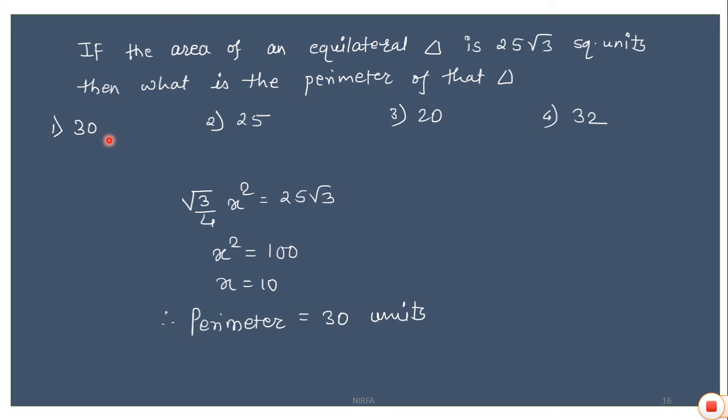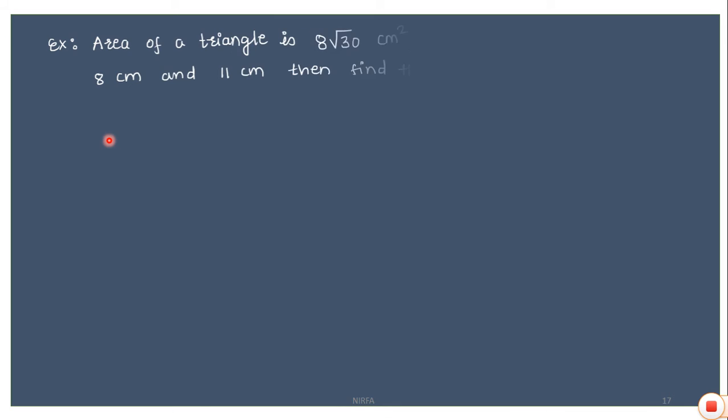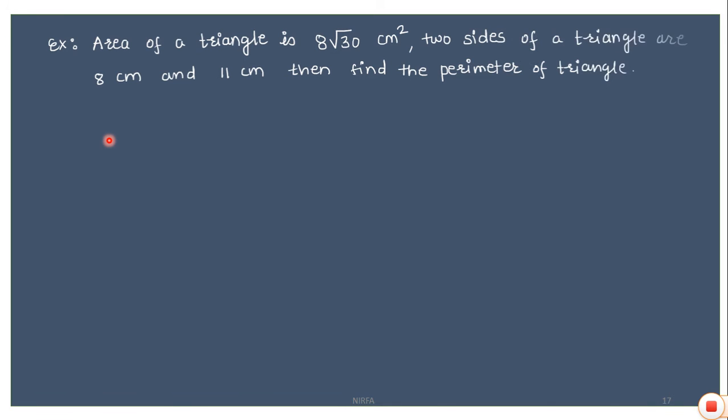Now after that, let us have another example. First read the example carefully. Area of a triangle is 8 into under root 30 square centimeter. Two sides of a triangle are 8 and 11 centimeter. Then find the perimeter of the triangle.